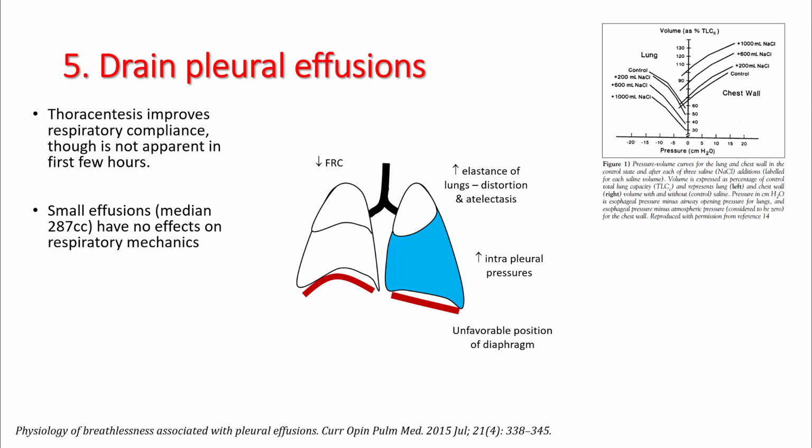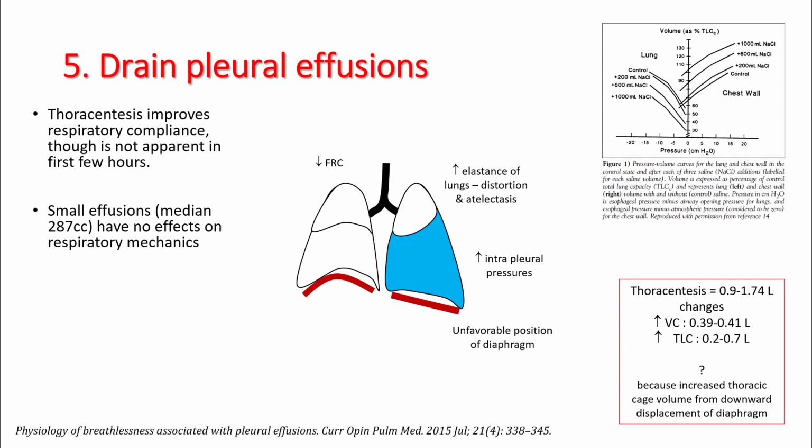Small effusions typically have no effect on respiratory mechanics. Removal of pleural effusion through thoracentesis does not always correlate with change in vital capacity or total lung capacity. In a study, they removed around 1 to 1.7 liters of pleural effusion, and they only found an increase in vital capacity by 0.4 liters and total lung capacity ranging between 0.2 to 0.7 liters.